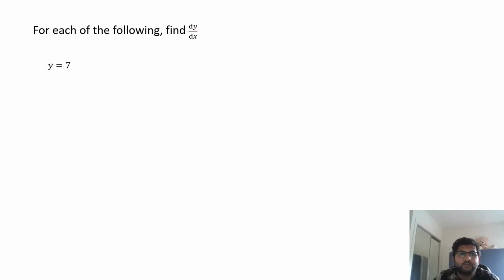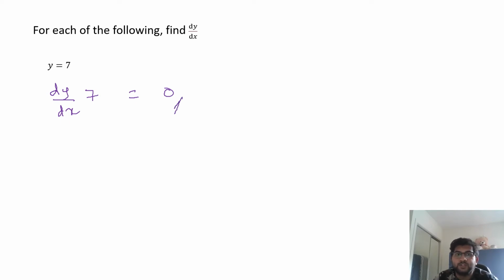All right, then moving to the second example. For each of the following, find dy/dx. They have given the function in the y form, so y is equal to 7, and they want us to find dy/dx of 7. But the differentiation of a constant, as you know, is 0, so this is going to be 0.